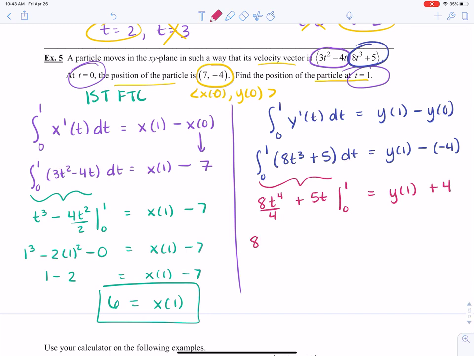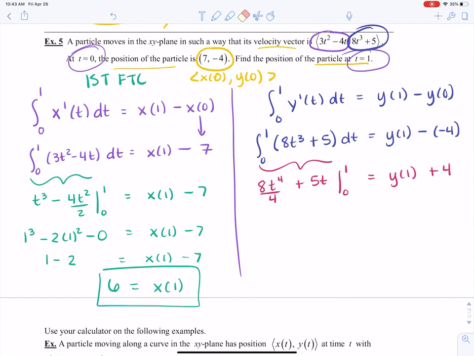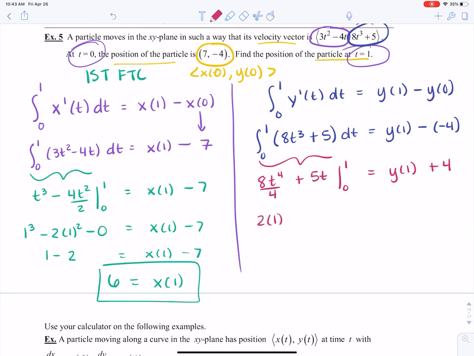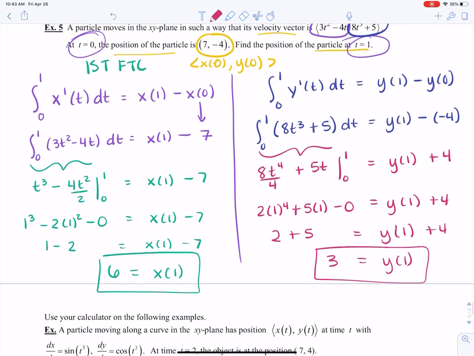If I substitute in, I'm going to get 2 times 1 to the 4th, plus 5 times 1, minus 0. 2 plus 5, y of 1 plus 4. If I solve for y of 1, 7 minus 4 should be 3. And now you have found the position of the particle at t equals 1. A good way to write that is that the position at t equals 1 is 6, 3, and you write it as a position vector. Okay?